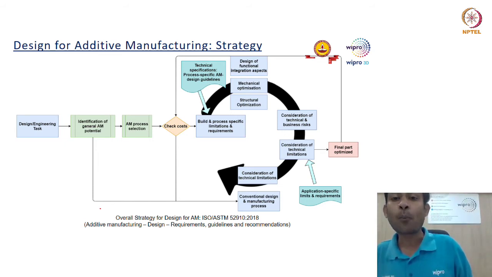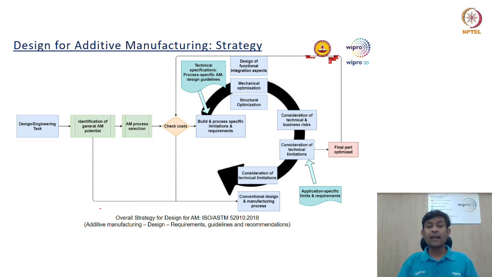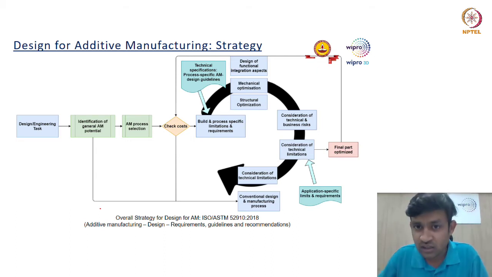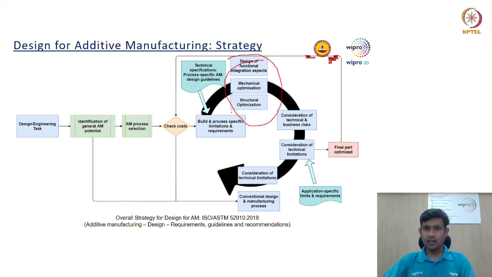Then there is mechanical optimization. So from where I can remove material. And then we do structural optimization. Structural optimization means, in a few cases where we are trying to do topology optimization, that comes under structural optimization. We are trying to optimize the structure for minimum use of material. So my design, this particular block, is taking care of all the aspects of value addition, all the engineering aspects of value addition. Then we take into consideration the build failure.